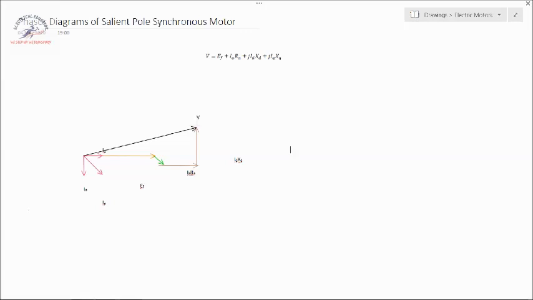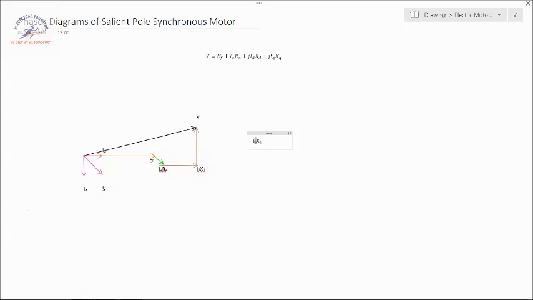EF was taken as reference. IARA is a vector which is in phase with I. Then I took IDXD which is in quadrature to ID. Then I have a vector IQXQ which should lead IQ by 90 degrees. So which is leading IQ by 90 degrees. So this is the vector we have. So this is the phasor diagram what we get.